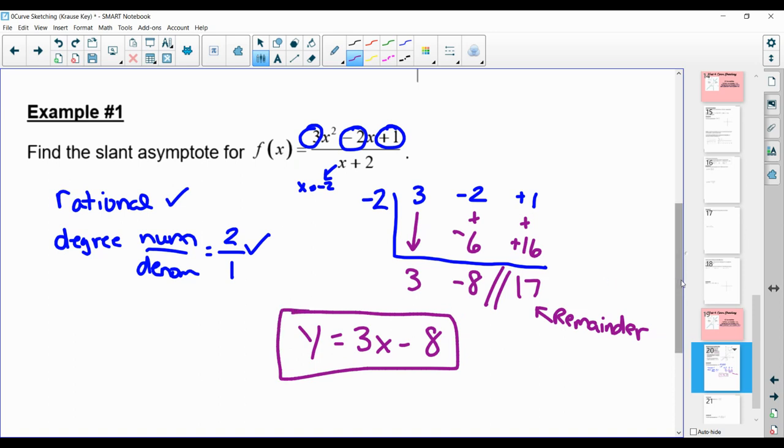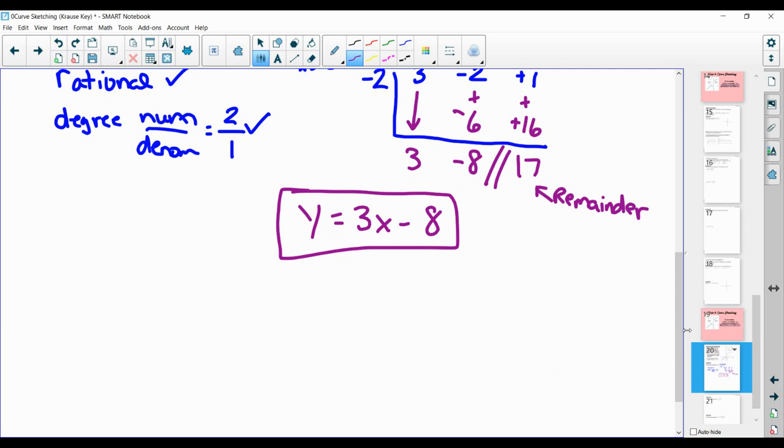Now we can do this exact same example using long division. So if we wanted to do this using long division, we would take the 3x squared minus 2x plus 1, and we would divide by x plus 2. And so I've seen different examples as to where we put our terms on the top.